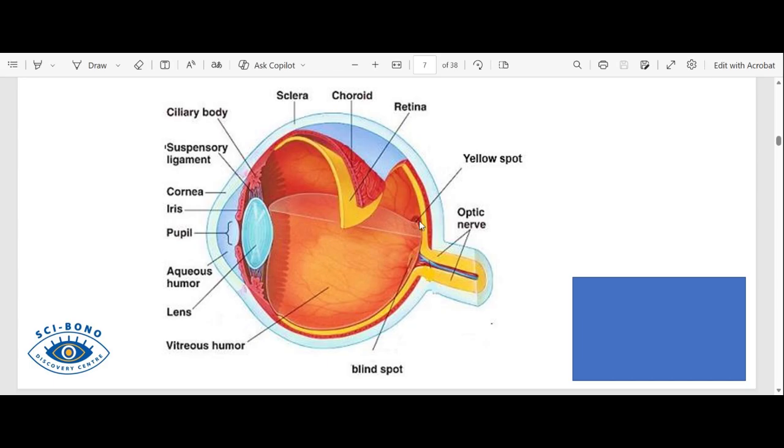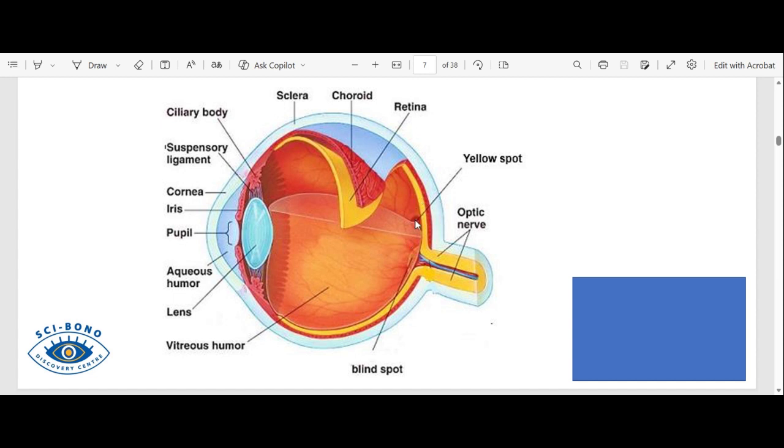And then there's this in your retina, right? In the eye's retina, there's this depression, a small decline. That's called the yellow spot. This is where you find the highest concentration of cones. I hope that makes a lot of sense. This is where a clear image is formed, right?